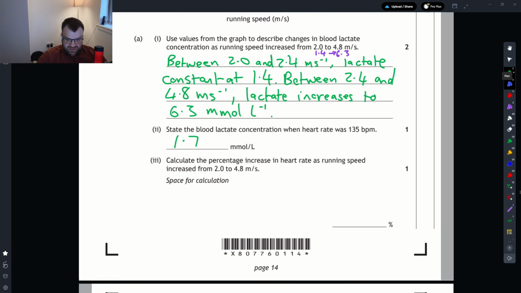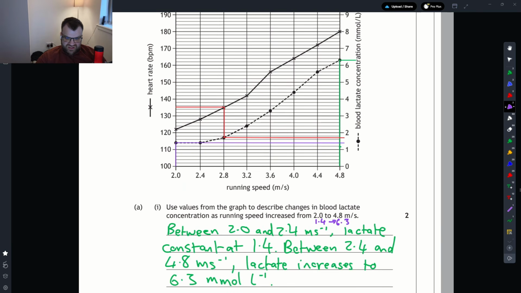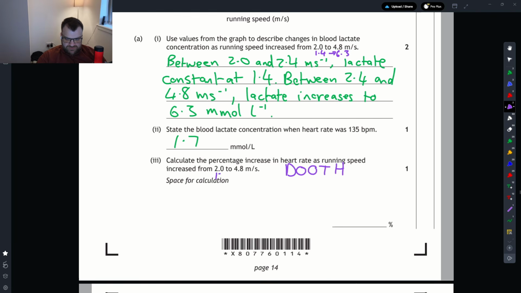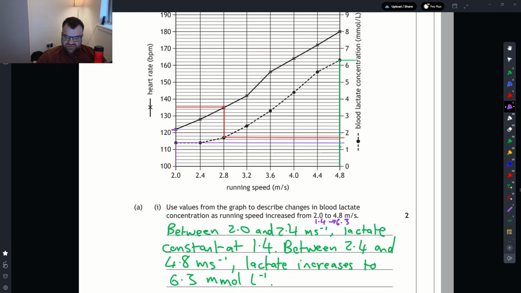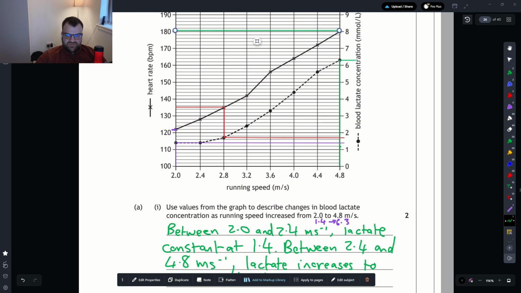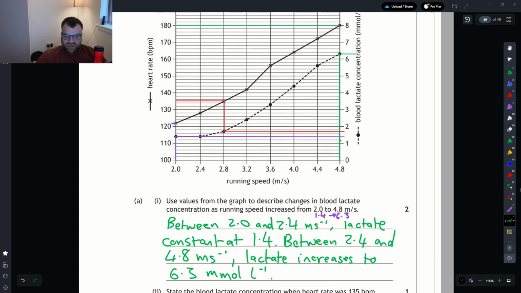Percentage increase in heart rate from 2 to 4.8. We are going to do difference over original times 100. For that, at 2, the starting point, we have a heart rate of 122. So this section here is 122. And we are increasing by the end of it to 180. Remember, we need to go over to this side to work that out. If I could draw a straight line, like so. So 180.